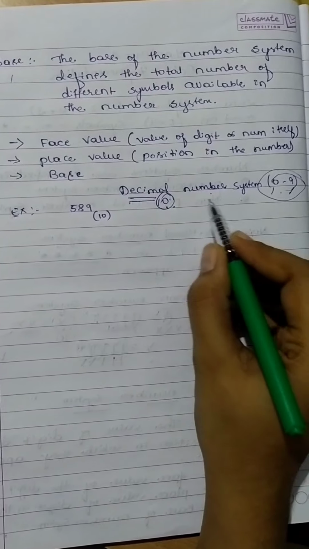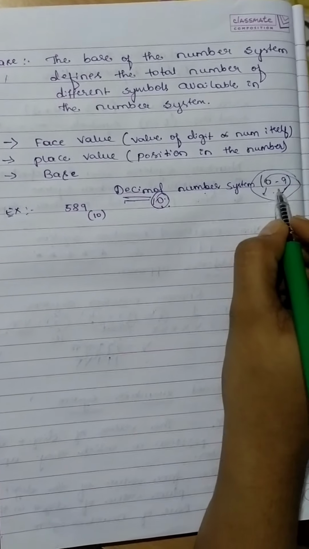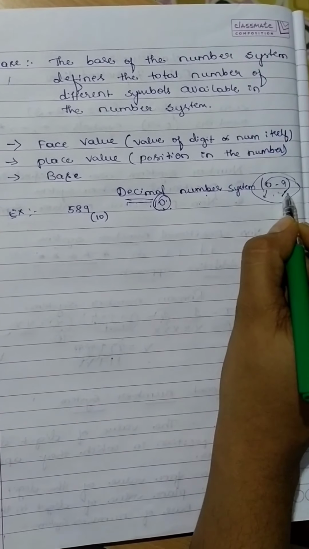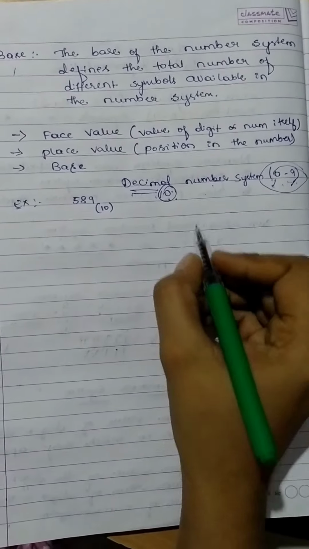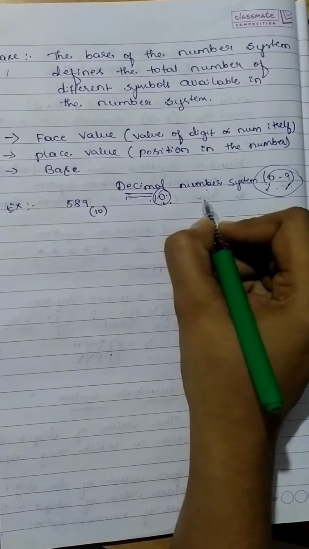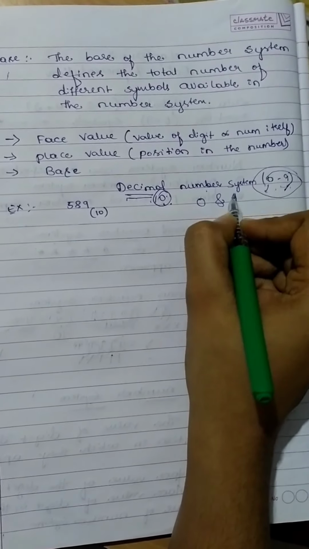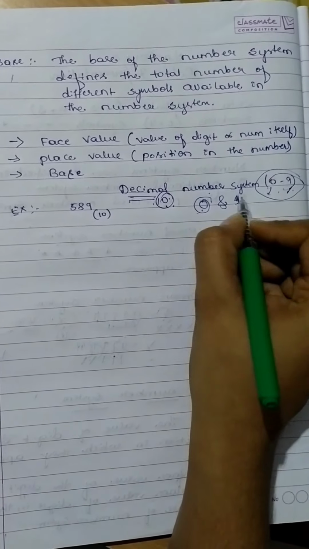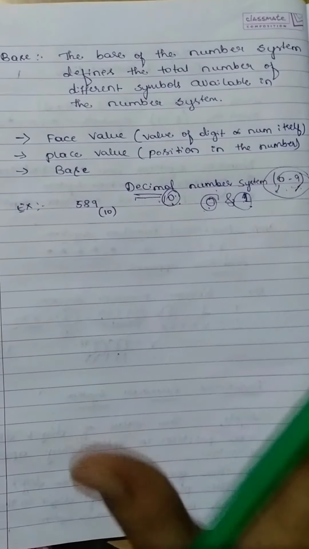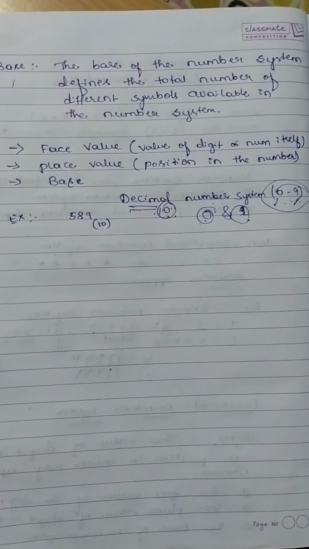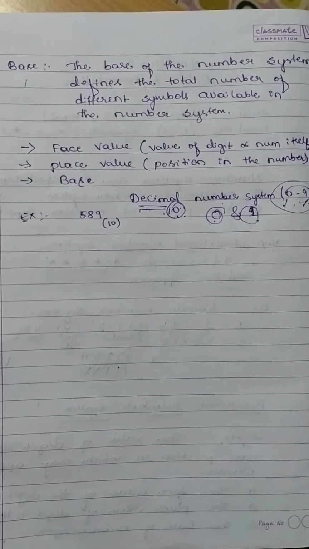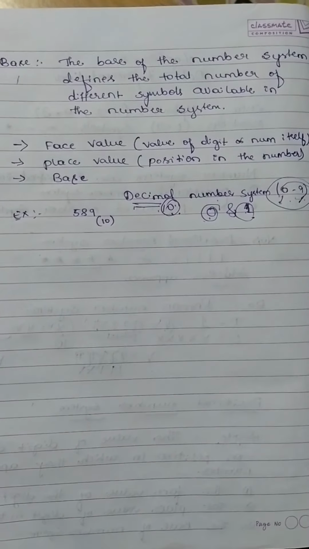Like that, the base defines the total number of different symbols. It means when we consider the decimal number system, how many values can be there? 10 values, starting from 0 to 9. Okay, so if it is binary, that consists of only 2 values. Binary is nothing but 0 and 1. So the total number of values is 2, only 0 and 1. Like that, base defines the total number of different symbols available in that number system. We'll see some types of number systems in later sessions.